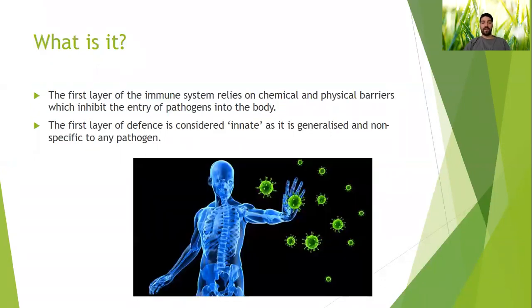So the first level of defense is our immune system's first way of blocking entry for pathogens into our body. It's also in plants as well. And it's just basically going to inhibit them with the use of chemical and physical barriers. It's considered innate, which we talked about previously, which means it's very generalized. These barriers aren't specific to a certain pathogen. They're going to try and stop as much as they can.